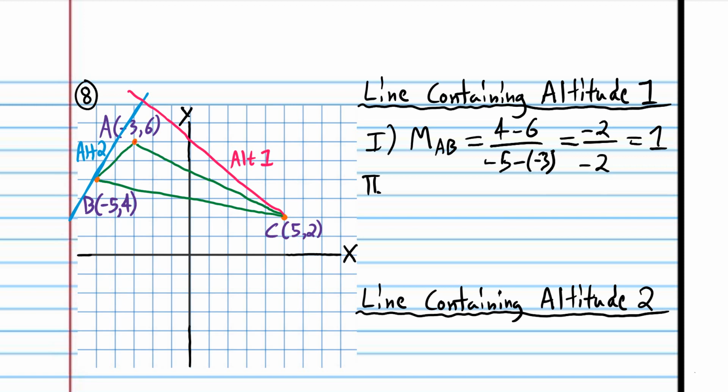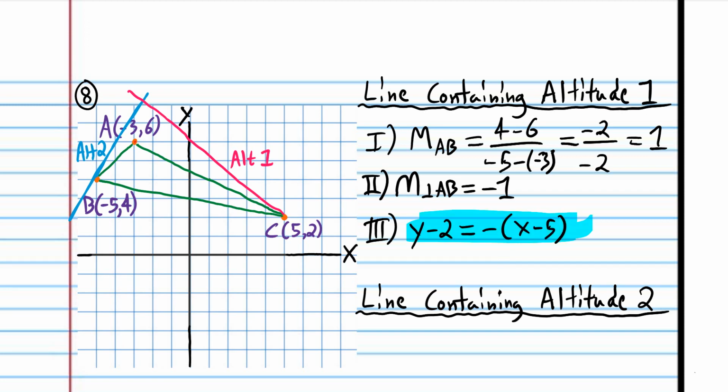Now we have to find the slope of the line perpendicular to AB. That's just going to be -1. Just flip this, which remains the same, change the sign. And the corresponding point would be C, or the point on the line will be C, so y minus 2 is equal to negative 1 times x minus 5. So that's the equation of the line containing altitude 1.